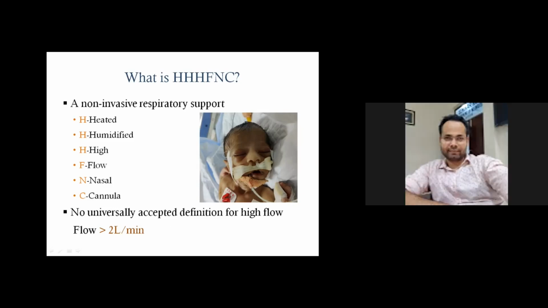Yes, ma'am. So, what is HFNC? It is a non-invasive respiratory support, heated humidified high flow nasal cannula. There is no universally accepted definition for high flow. Usually, we consider it as more than 2 liters per minute. Some definitions are based on minute ventilation, and others are based on peak inspiratory flow. But usually, we consider high flow devices to be more than 2 liters per minute.